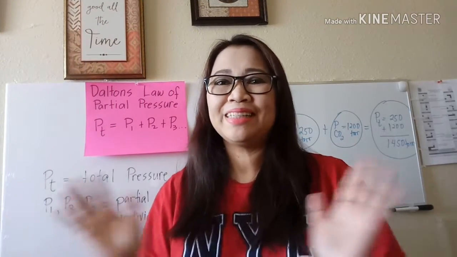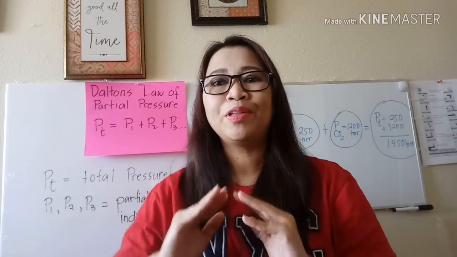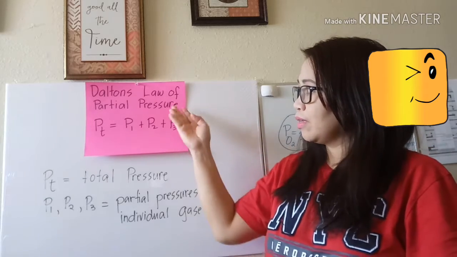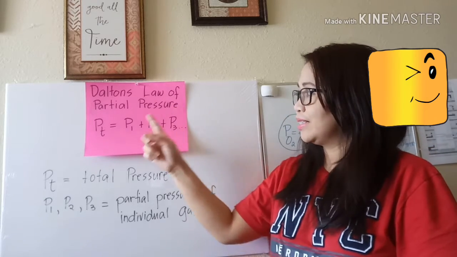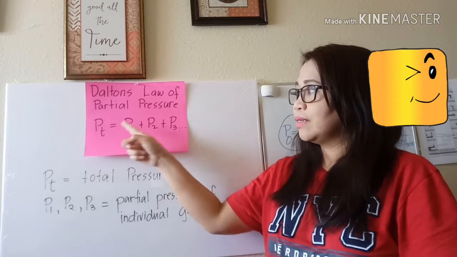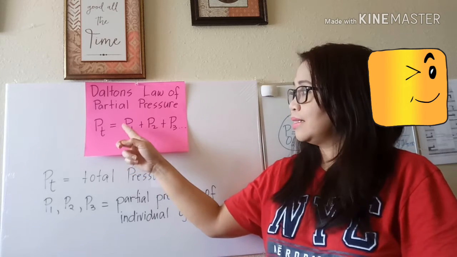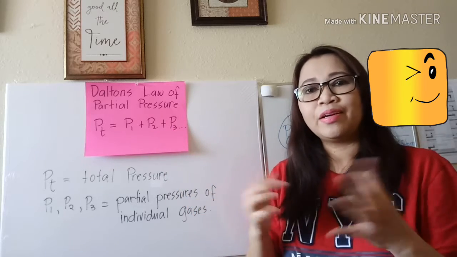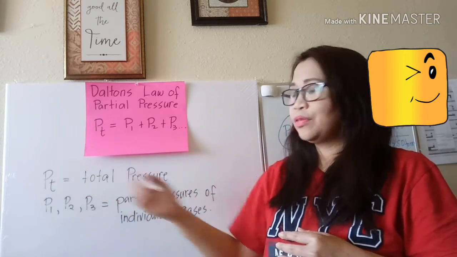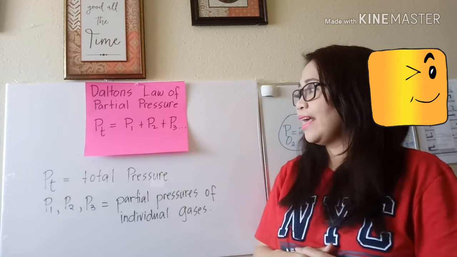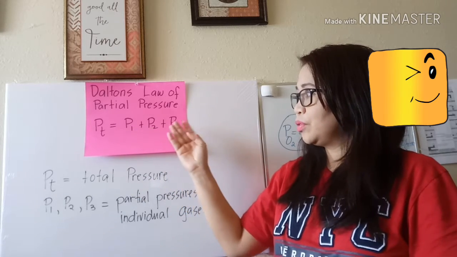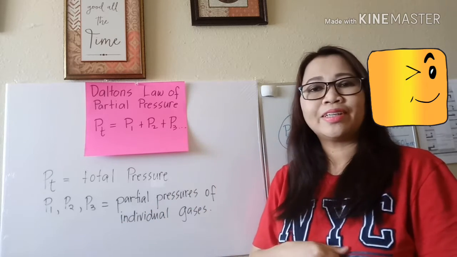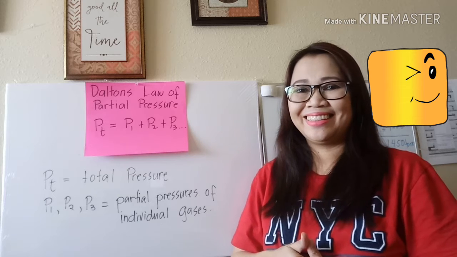Welcome back, everyone. So this time we're going to have the formula of Dalton's law of partial pressure. For Dalton's law of partial pressure, our equation is P total, which is represented by PT, is equal to P1 plus P2 plus P3. As I've said a while ago, PT is equal to the total pressure. And P1, P2, and P3, and so on, correspond to the partial pressure of individual gases. Got it?